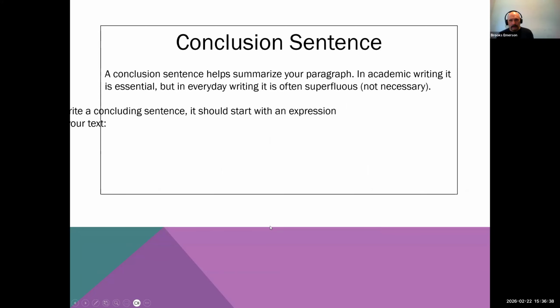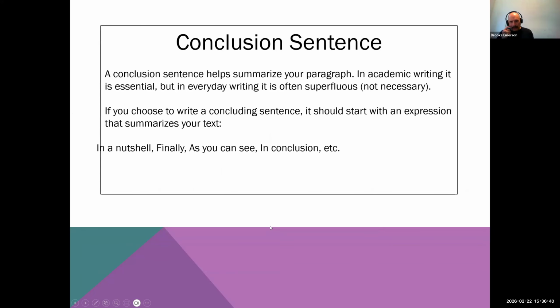All right. Now, your conclusion sentence. You would think, I don't need a conclusion sentence, but unfortunately, when you create these paragraphs, and next we'll talk about essays, it's almost like you must wrap it in a bow to give it to your teacher.